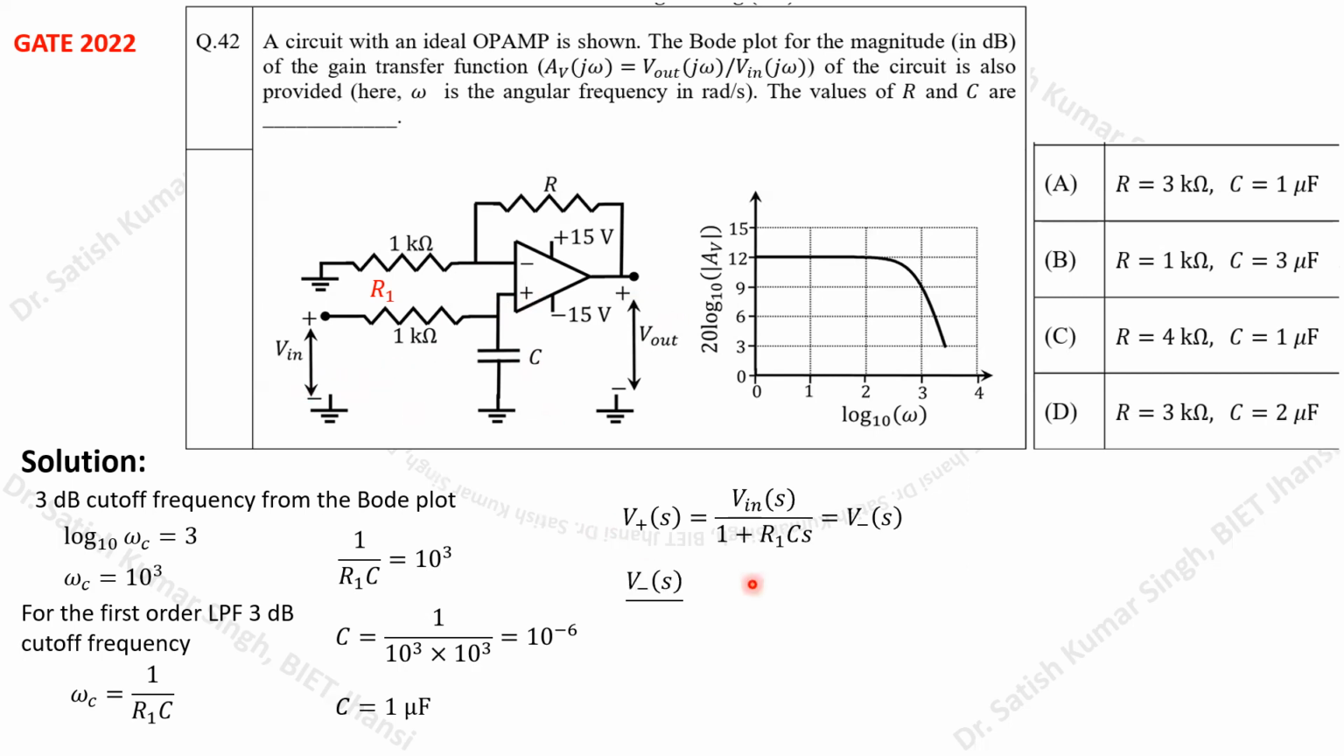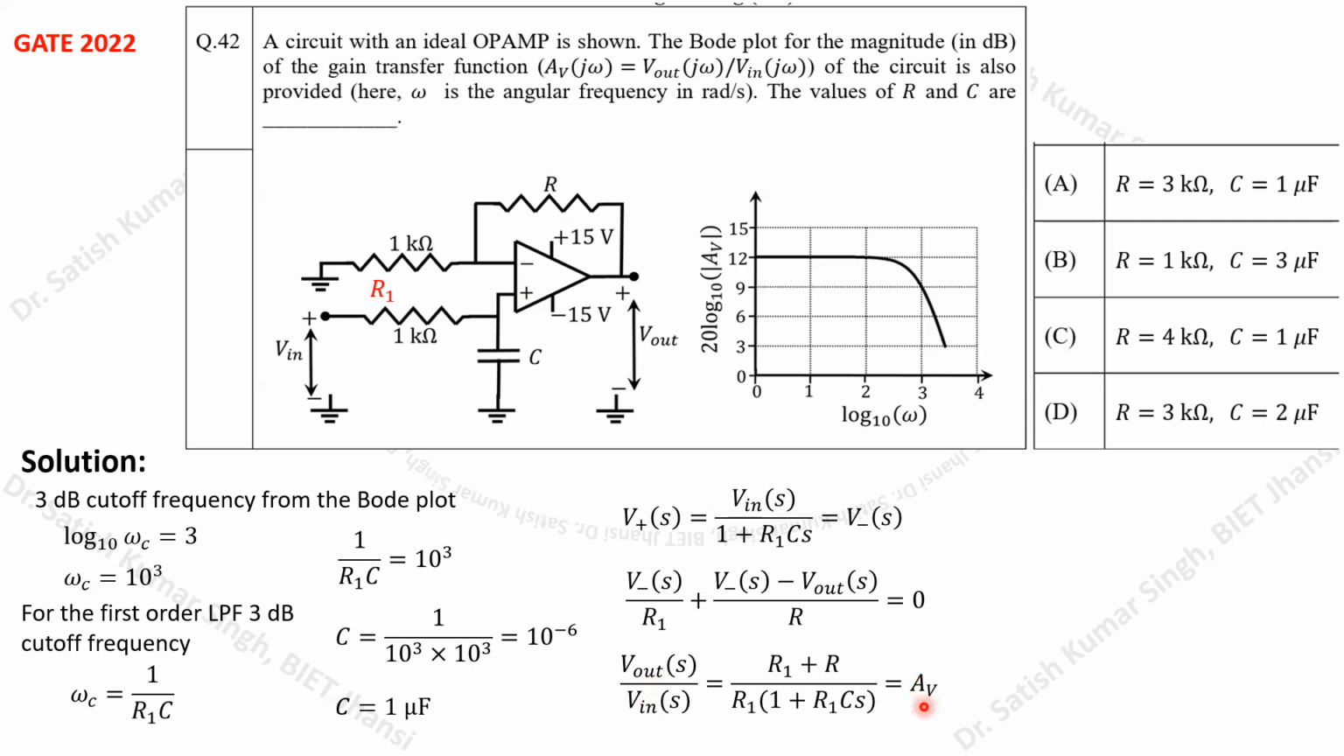If you do this simple calculation, this expression can be modified to get V output S divided by V input S equals R1 plus R divided by R1, times 1 upon 1 plus R1 CS. So this will be the expression, and we will call it the gain of this low pass filter, which is defined as AV, right?